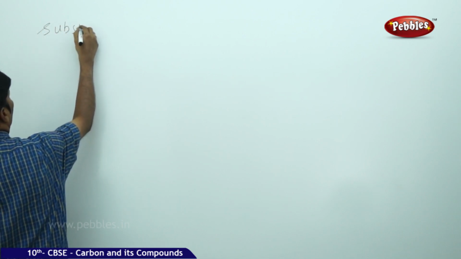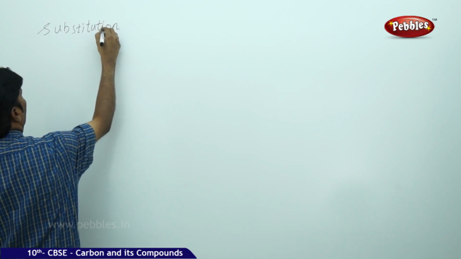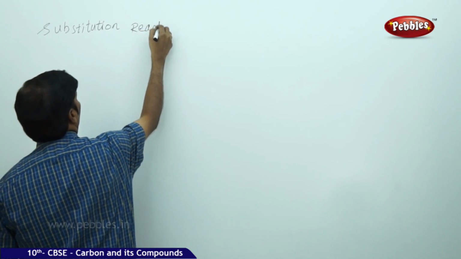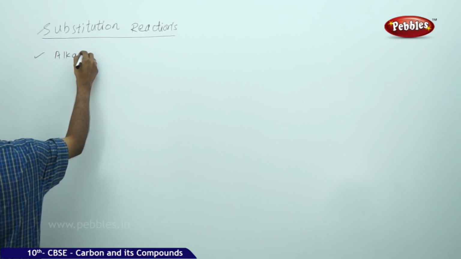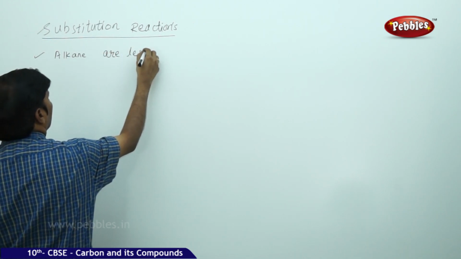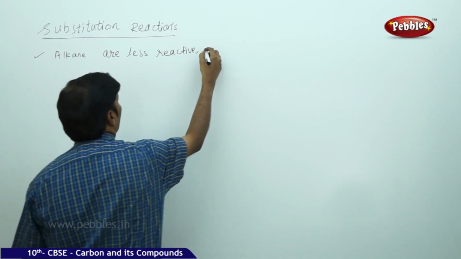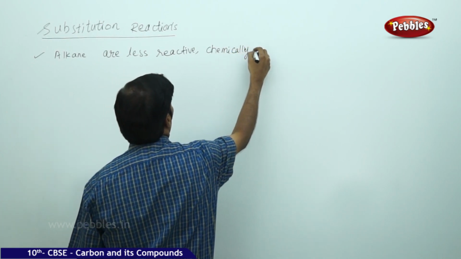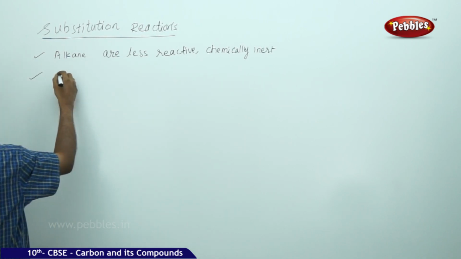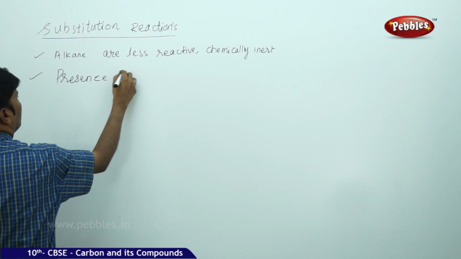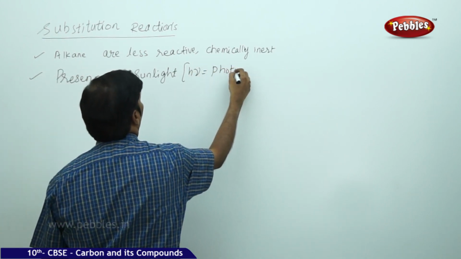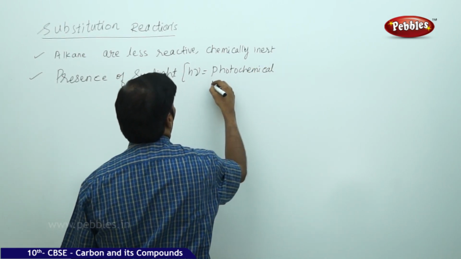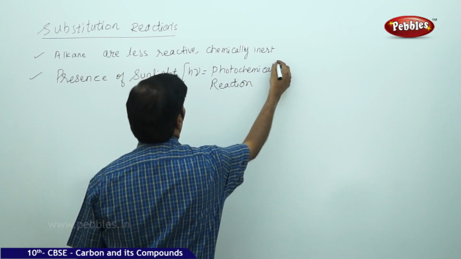So the third category of the reactions in that question is substitution reactions. Actually, alkanes are less reactive and chemically inert, but in the presence of sunlight, H mu, a photochemical reaction occurs.